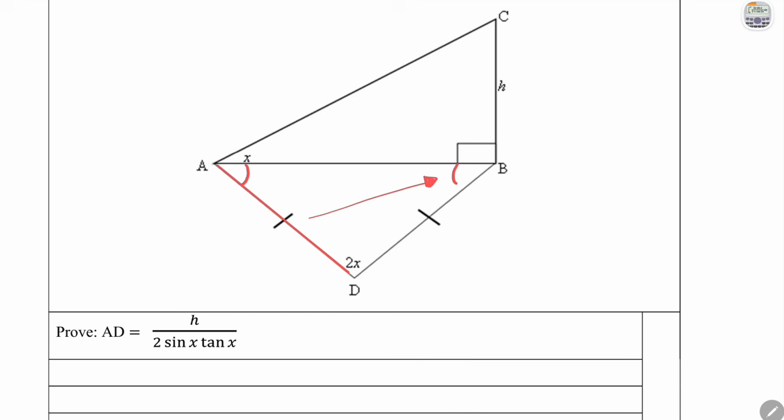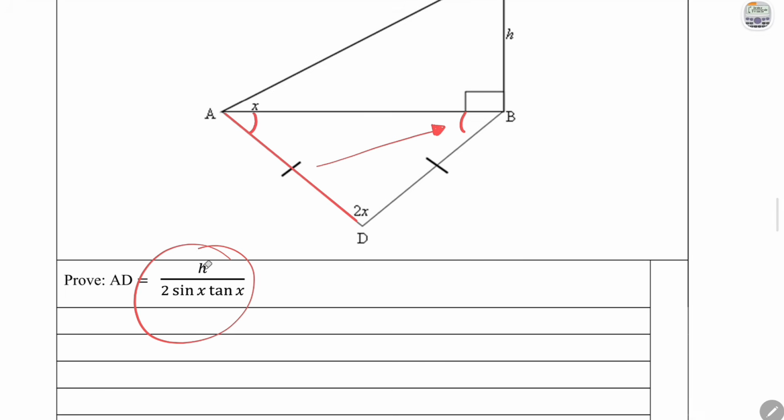Now at this point, we can just look at what we have here. Notice how we have h.